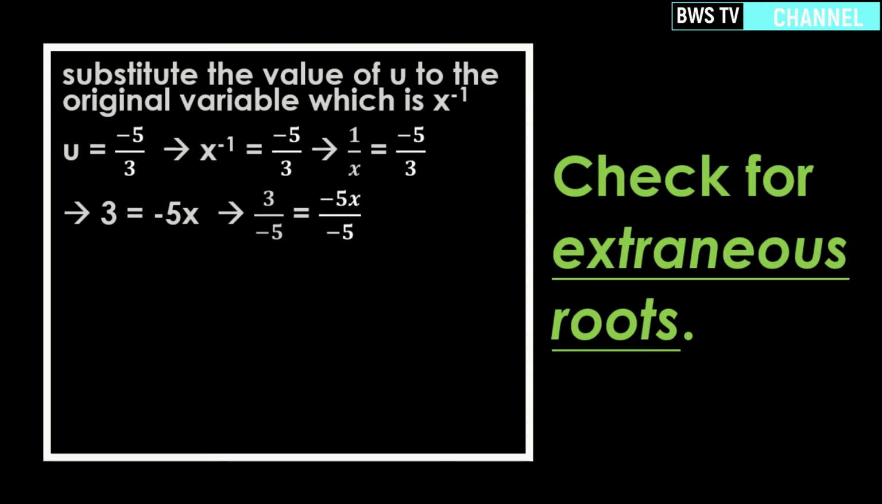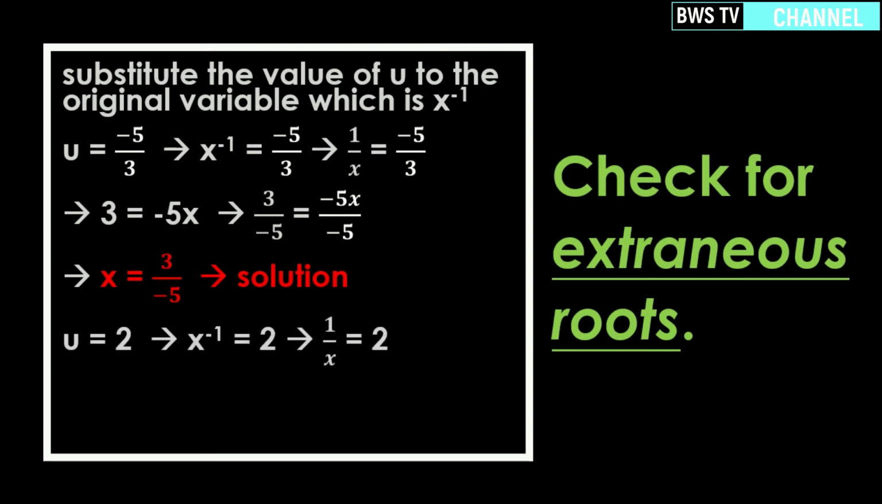And then, since we need to eliminate the number beside the variable, divide both sides by negative 5. So you have there, divided by negative 5, cancel. What will remain is x is equal to 3 over negative 5. And when we substitute this value to the original equation in the given, we will satisfy the equation. So it's a solution.